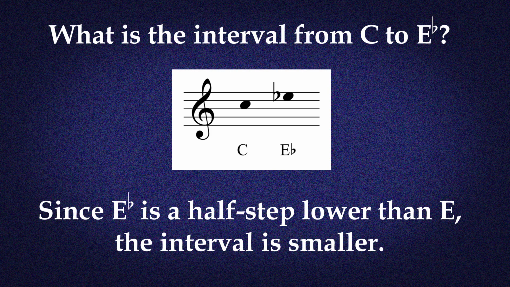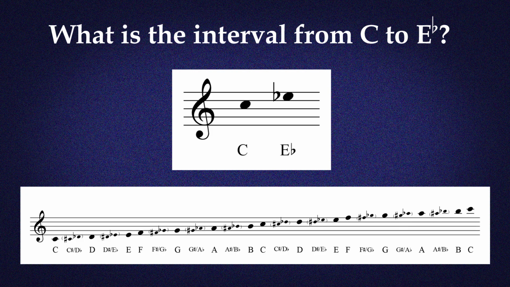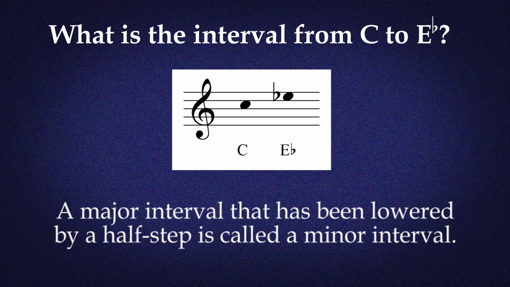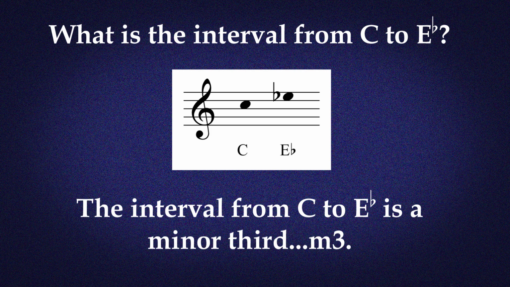This is easiest to notice by looking at the chromatic scale. We can see clearly that going from C to E natural is a greater distance than going from C to E flat. So we've taken the major third from C to E and lowered it. Any major interval that gets lowered by a half step is called a minor interval. So this is a minor third, m3.